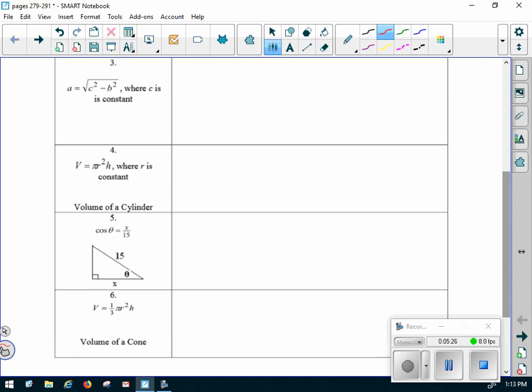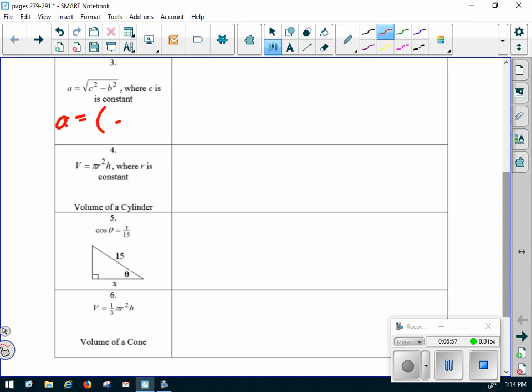Because a volume is cubic and area is squared, wouldn't it make sense that it would step down one? Okay. Now, A equals the square root of c squared minus b squared. Please pay attention: C is a constant. You are going to treat C as a number. What is the derivative of a number? 0. Please remember that as we work through this problem.